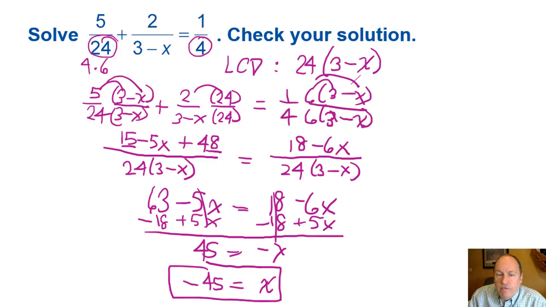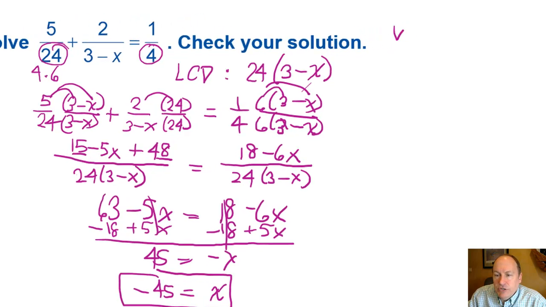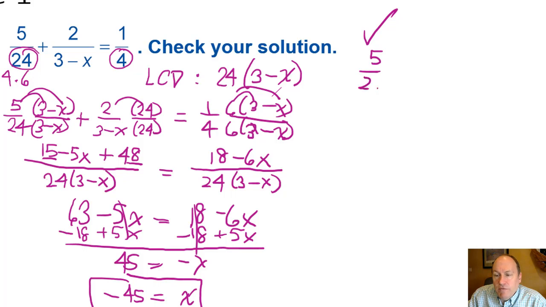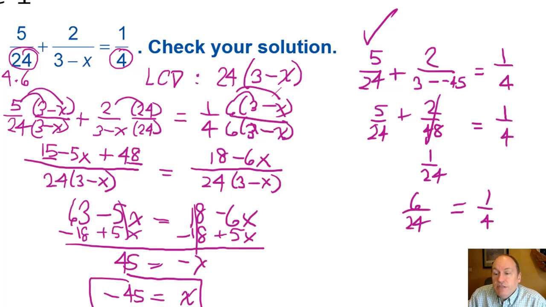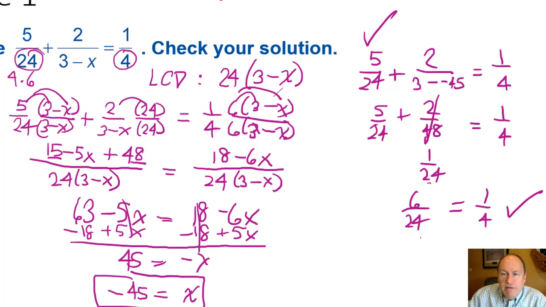Now we should always, in algebra and any type of mathematics, go back and check our answer when that's possible. We're going to take negative 45 and plug it back into the original equation. So we get 5 over 24 plus 2 over 3 minus negative 45, and that better equal 1/4. And so 5/24 plus 2 over 48, which is in fact 1 over 24, better equal 1/4. Well, that becomes 6 over 24ths, and 6/24 is in fact equal to 1/4, so it checks out, negative 45.